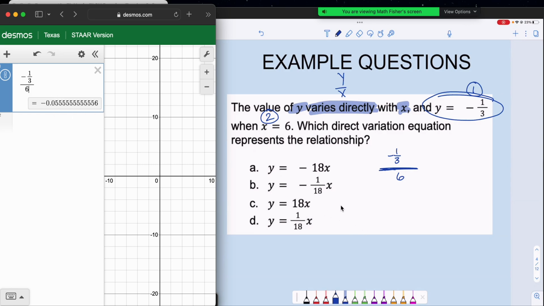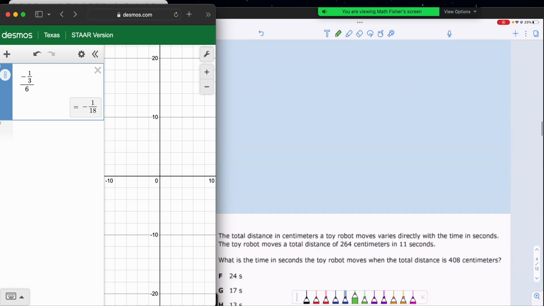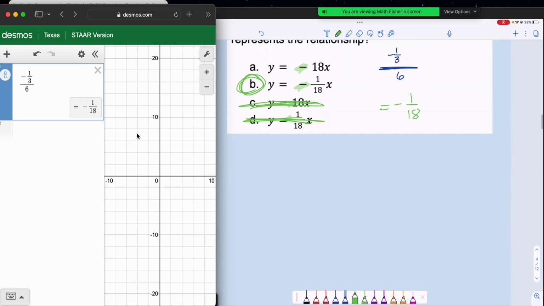We want to turn it into a fraction because it's a negative. If we look at the negatives, this is negative, this is negative, this is positive, positive. Get rid of these two answers. If you want to turn it into a fraction, just click this little box right here, and it gives us -1/18, which is B. All right, that is it. Oh, remember, this little button changes it. Best thing ever.